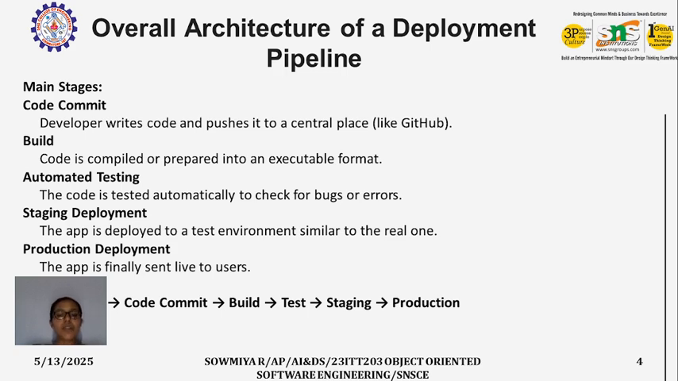Then staging deployment. Application is deployed in a test environment, like giving a mock presentation. Then production deployment. Application goes live to real users, like the final viva with external examiners. This whole process executes automatically with the help of the DevOps tools.